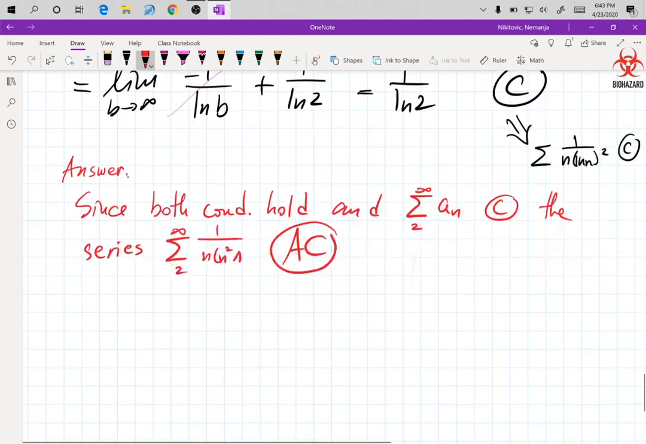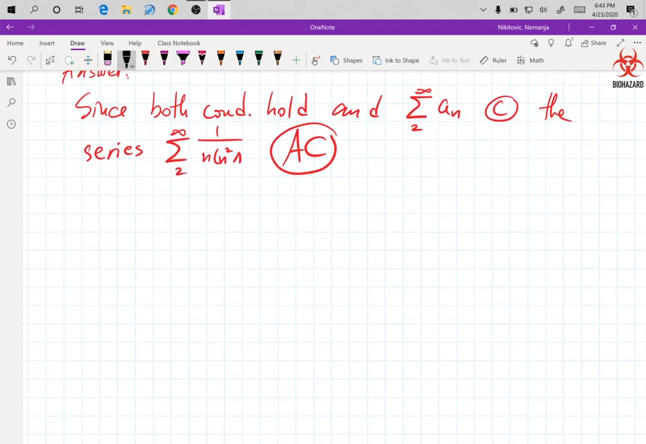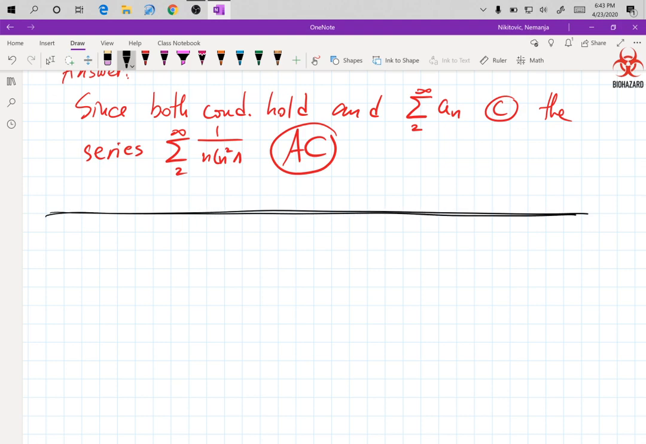Now it's the time for us to talk about our friend over here, conditional convergence. And to understand that one, I will have to also dig into one of the series that we did before.